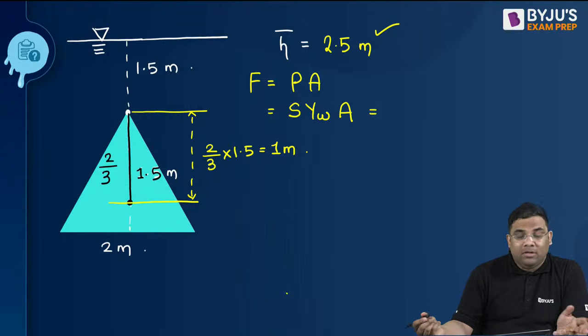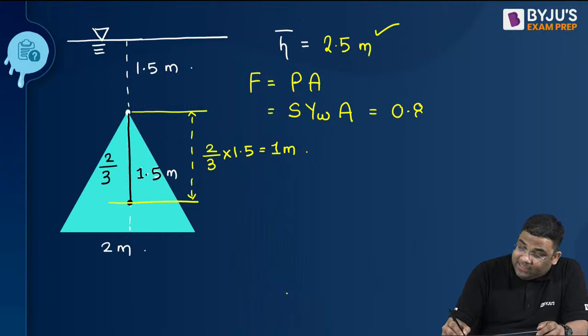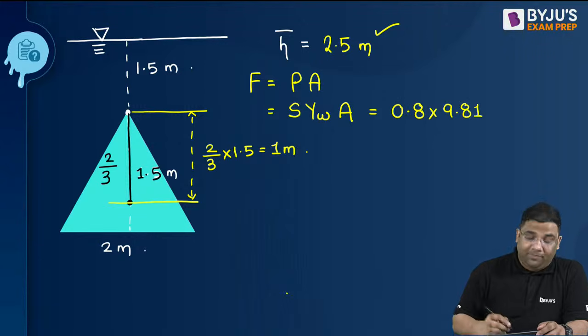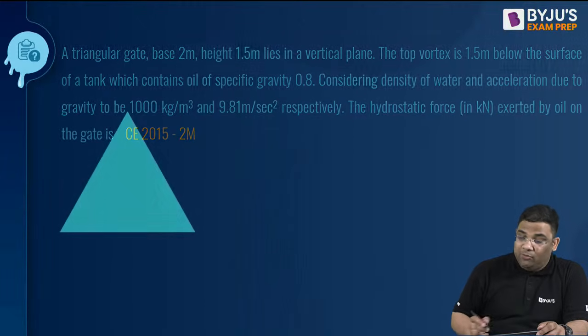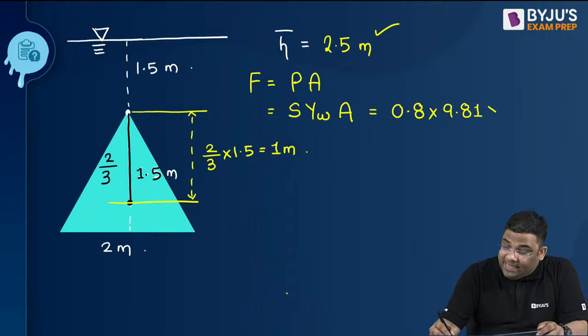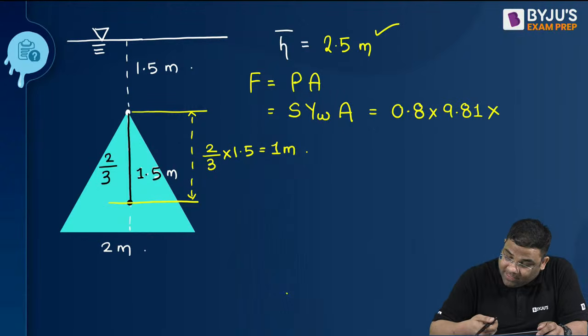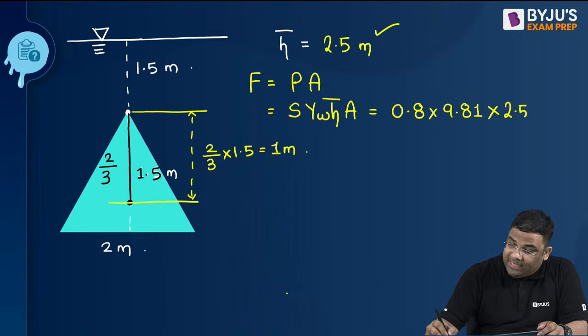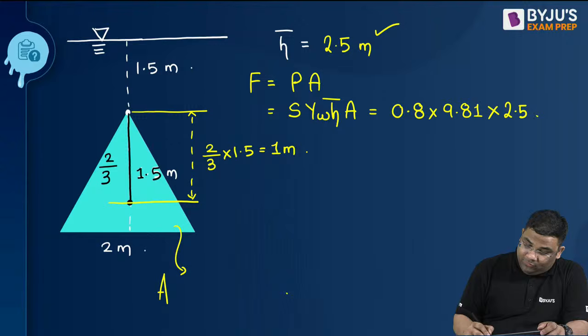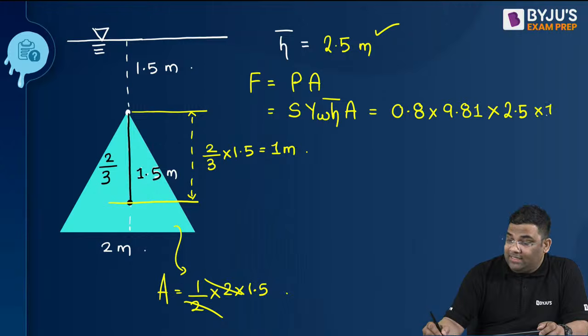So very easy now. Specific gravity is given 0.8. I will take gamma W as 9.81 kilonewton per meter cube, because the question is asked in kilonewton. And then area. Sorry, here h bar is also there. H bar and then area. So what is h bar here? H bar is 2.5. Now what is the area of this? The area will be half base into height, that is half into 2 into 1.5.